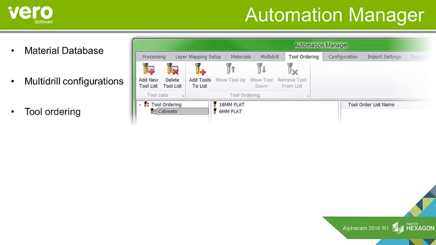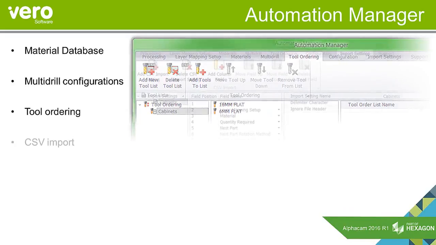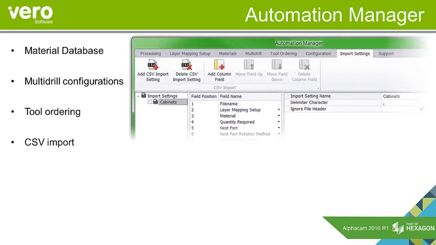If required, we can also apply tool ordering, so the toolpath will be applied, and then if we've selected a tool ordering list, the order of the tools will be changed to obviously reflect what we have set up in our tool ordering list. We also have the option to import CSV files, and we have an import settings area where we can completely configure different setups to allow different CSV formats to be read in.